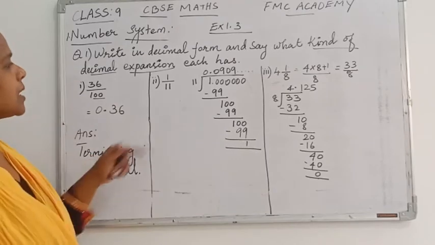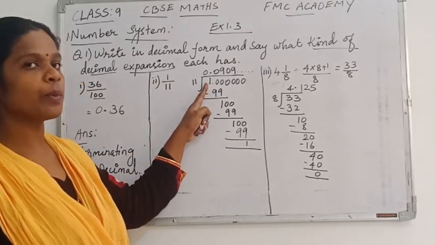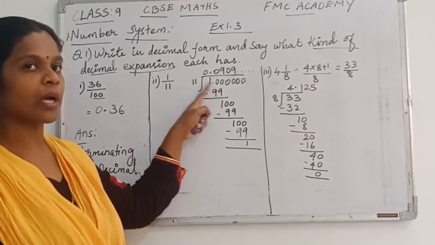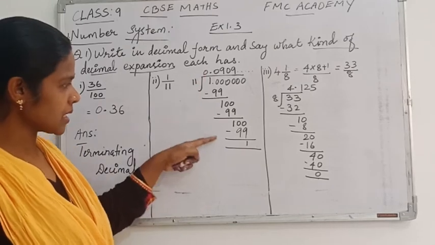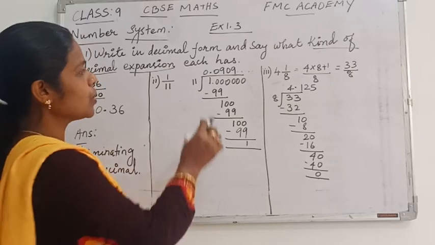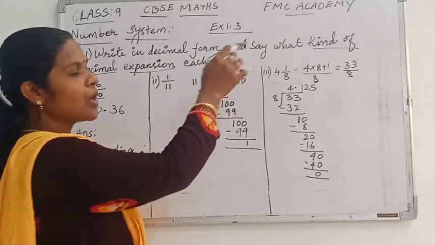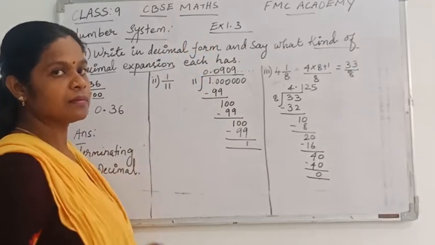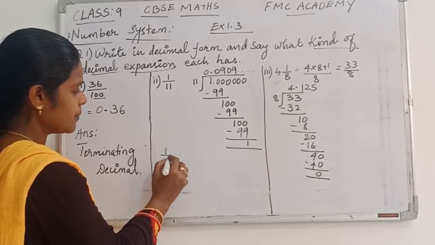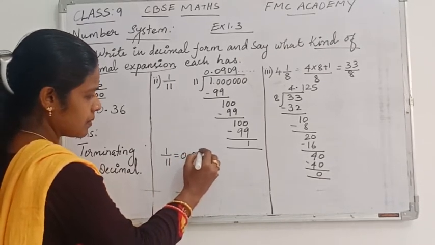Yes, and the second one, now 1 divided by 11. We are taking 1 in the numerator, which is inside, and 11 over here. We are going to divide 1 by 11. When you divide this way, the number 1 is again and again coming. You can see the answer here, that is 0909, and I kept the dots, which means the process is continuing infinitely.